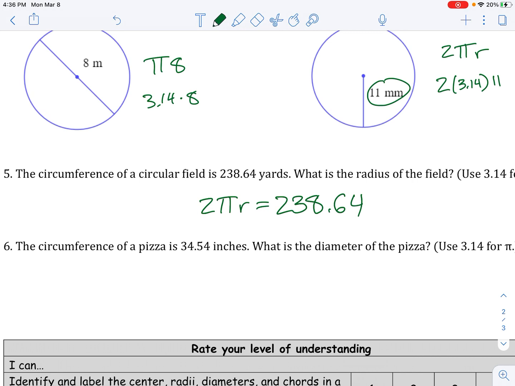It says the circumference of a pizza is 34.54 inches, and it wants the diameter, so I'll use the diameter formula, pi d. And then I would just divide both sides by pi and get my answer.